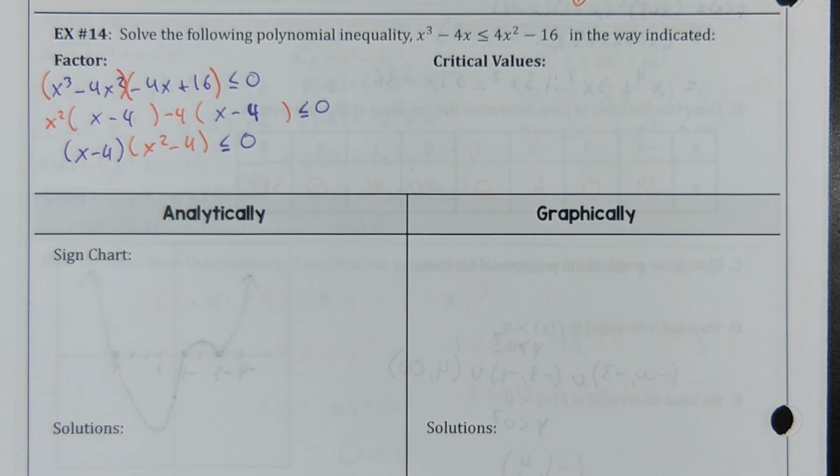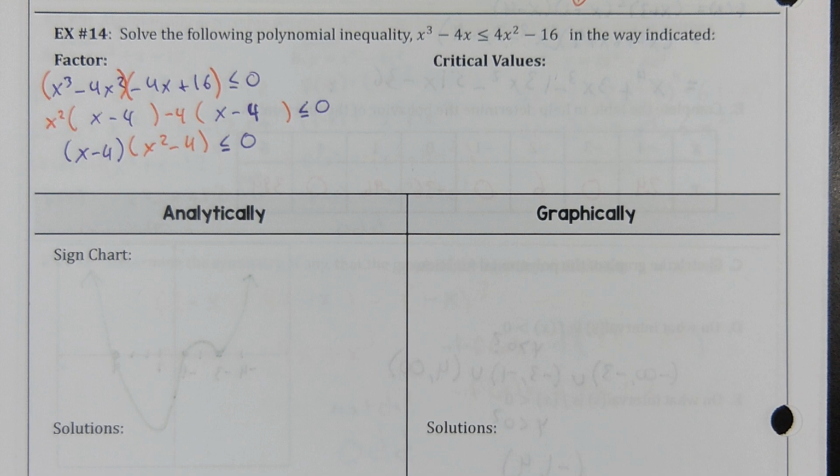And lastly, x squared minus 4 also factors. It's the difference of two squares. It is a squared minus b squared. The difference of two squares will always instantly factor to conjugates: a plus b times a minus b.